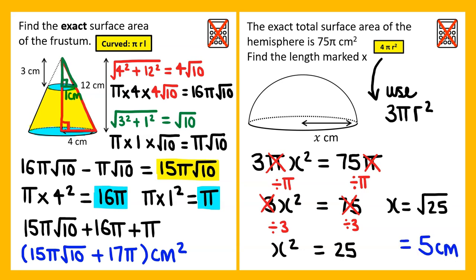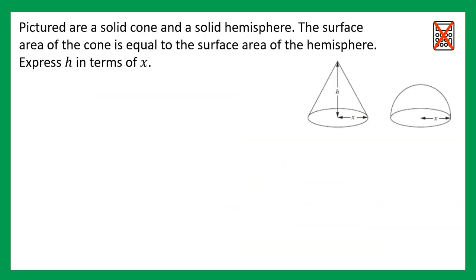answer of 5 centimeters. On to the advanced question, one of the trickiest questions that you're likely to find on this topic. They've told us that the surface area of the cone is equal to the surface area of the hemisphere, and we need to express h in terms of x. This means that our final answer would be expressing h with an equals, and whatever's on the right hand side or the other side will be an expression in terms of x. So could be something like 2x, for example.